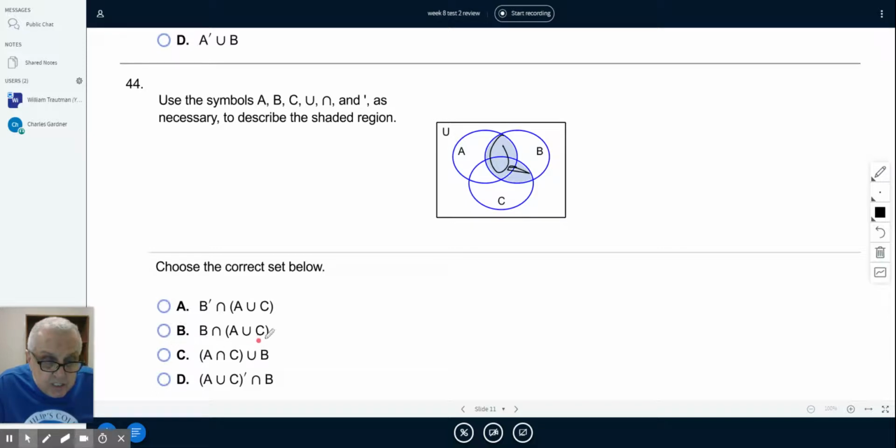Once again, you just go through the process of elimination. I realized that B intersect A union C looked like the answer. Everything in A union C, which is all of this, and intersecting. What does this intersect with B? Well, that all intersects with B, so that's the answer.